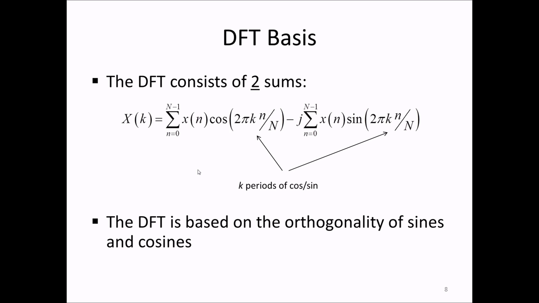So how does this work then? Well, it works through the orthogonality of sines and cosines that we talked about in one of the first lectures. If the signal contains the frequency indicated by k, then the sum of x of n and that cosine or sine will be non-zero. Otherwise, if x of n does not contain that frequency, because of the orthogonality, the sum will be zero.